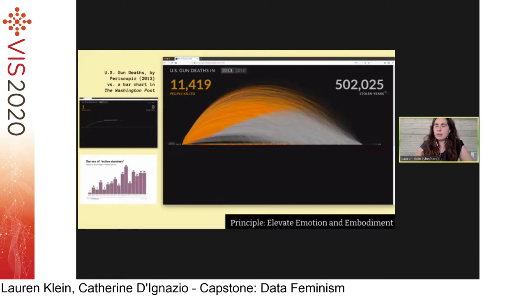But it was really viewed with suspicion, especially from InfoVis, not as much design, but InfoVis, because it made us feel things. And a feminist approach here would say that's not a problem at all that it made us feel things. And in fact, it's a more compelling visualization precisely because it rejects the binary. It actively blends reason with emotion.